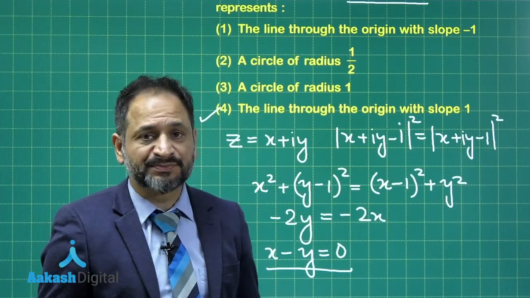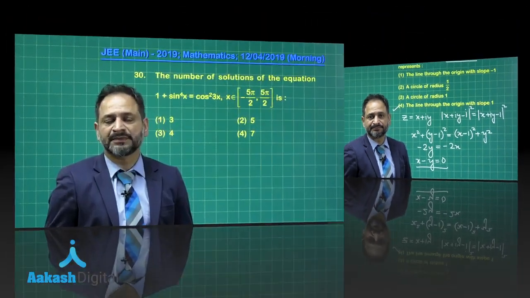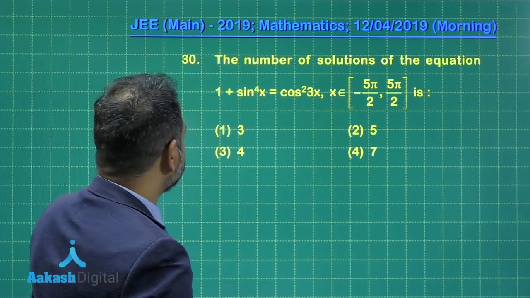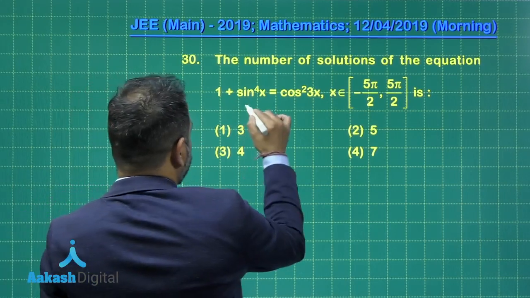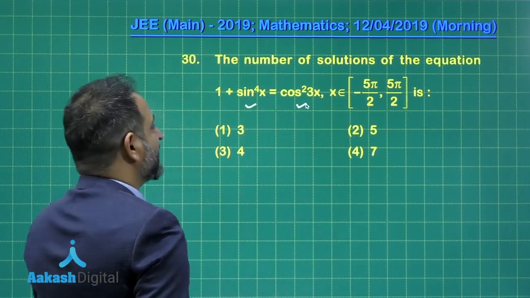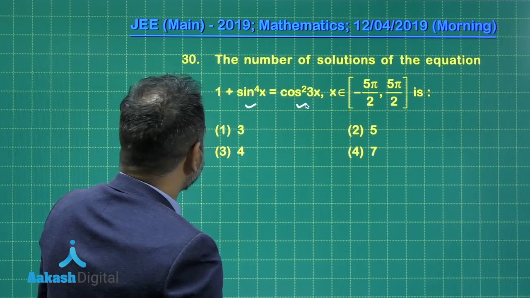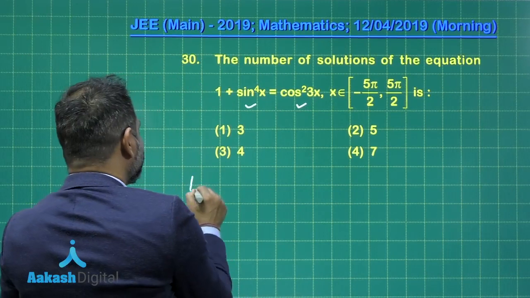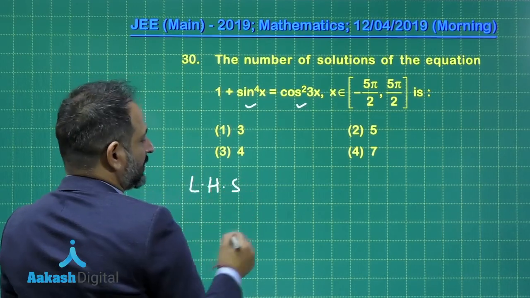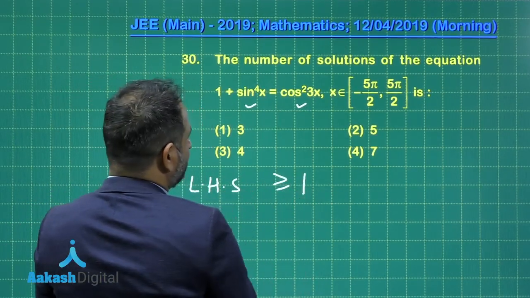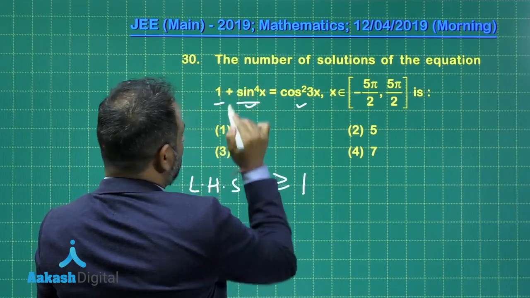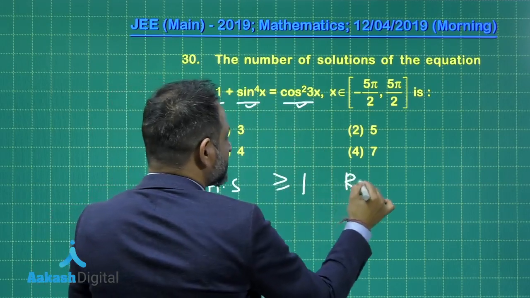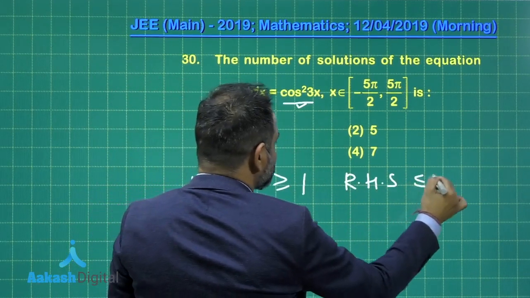Let's move to the last problem of this paper. Here's the question from the trigonometric equation. The question seems to be complicated because here it is the 4th degree and here we have cos of 3x. But again, if you compare the left hand side and right hand side, you can see the left hand side is always greater than or equal to 1, because 1 is added with a positive value, but the right hand side RHS is always lesser than or equal to 1.